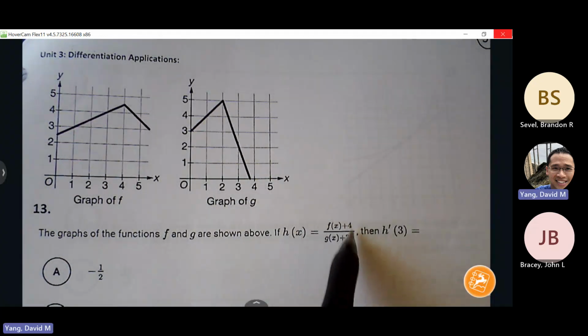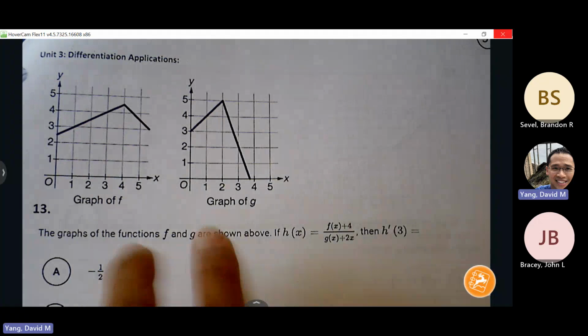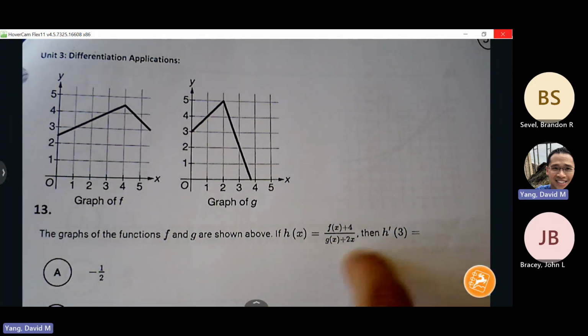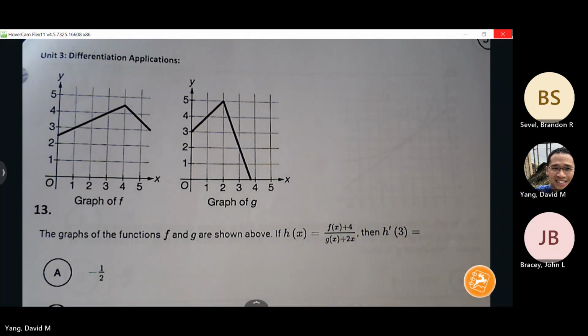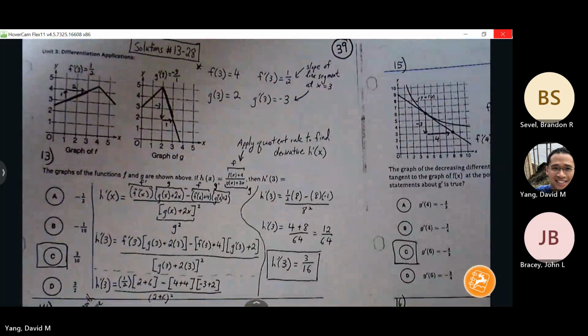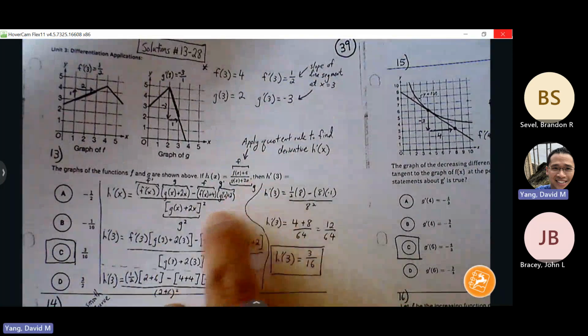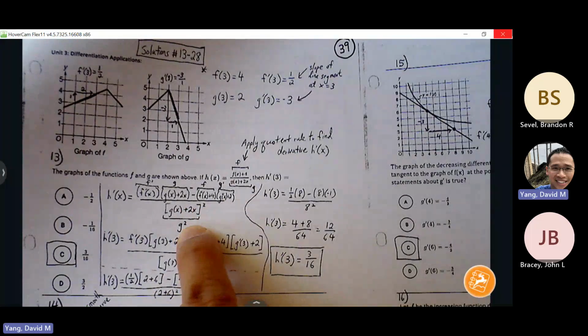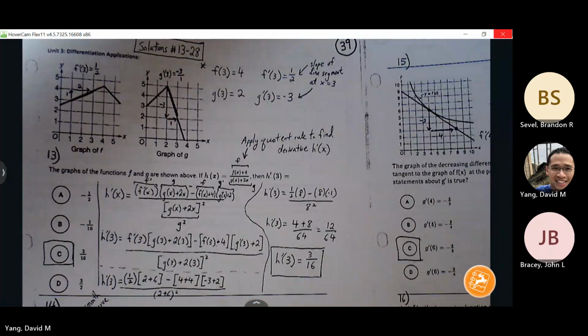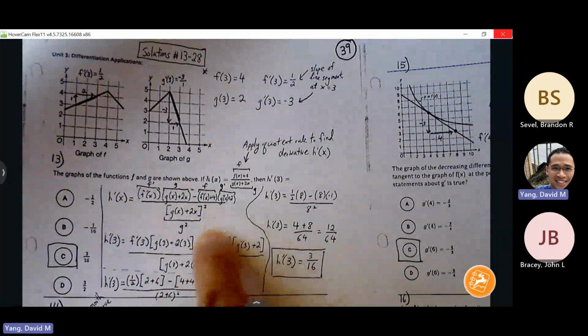13, we're given h of x, which is not shown, but h is built out of f and g. If you want to find h prime, we got to go through quotient rule. So f prime g minus f g prime all over g squared. Replace every x with 3.